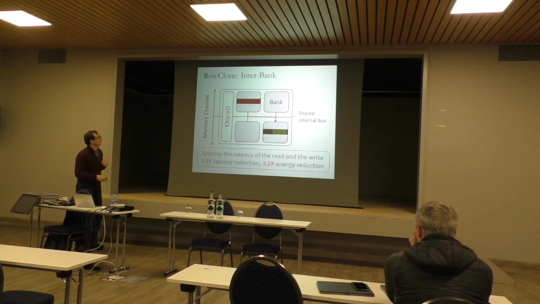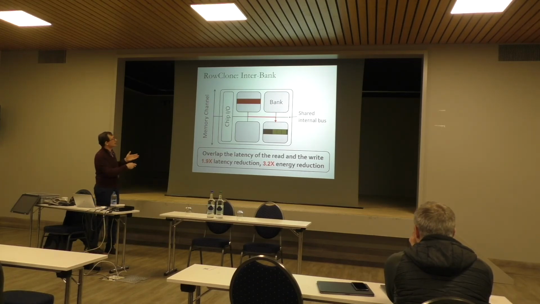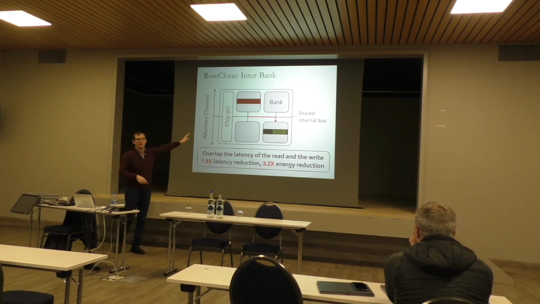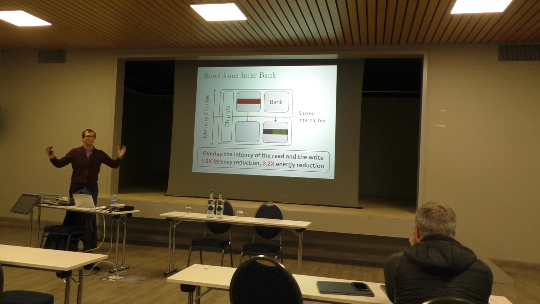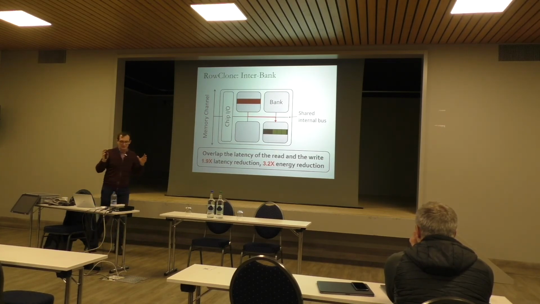And of course, if you do this for a given page, page copy latency reduces by 1.9x and energy reduces by 3.2x. So clearly, you're moving data more this way. That's why the reductions are lower. But this has the advantage that your granularity can be anywhere from a byte to a page in this case. Whereas in the previous case, the granularity is always the row granularity. So that's also another thing that we should be cognizant about.